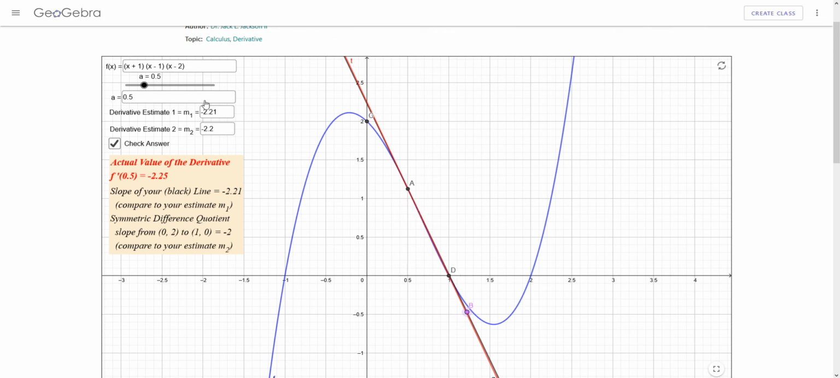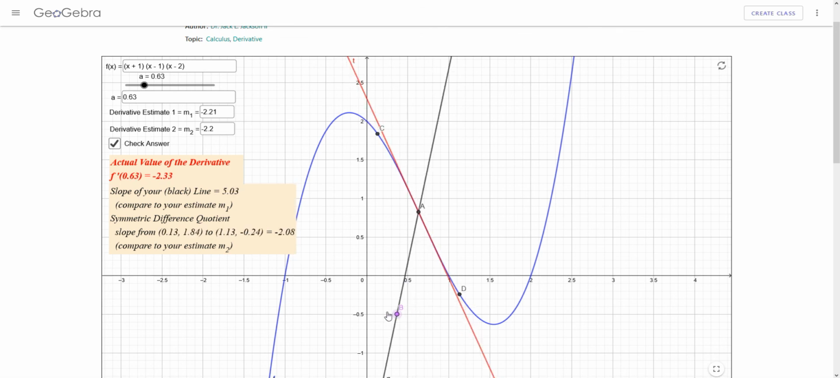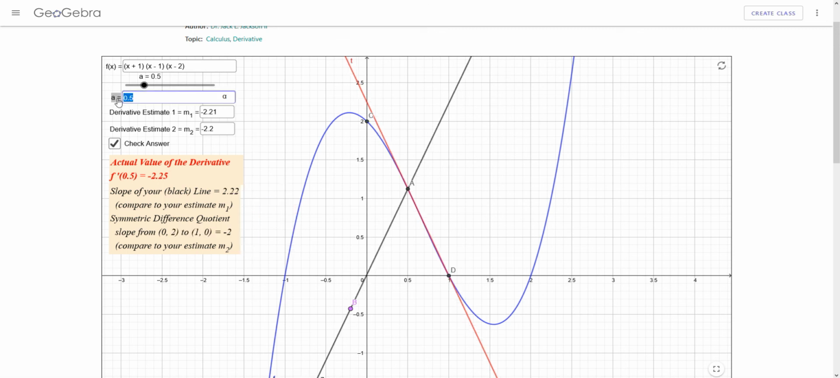So you can practice with this by changing the formula, changing where A is, and experimenting a little bit with it. So notice that A was 0.5 before, and you can see the two points that we used for the symmetric difference quotient there for the first estimate that we did. And then I think I'm going to go ahead and add two more for this closer estimate.